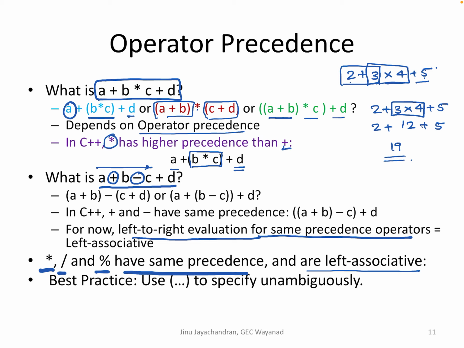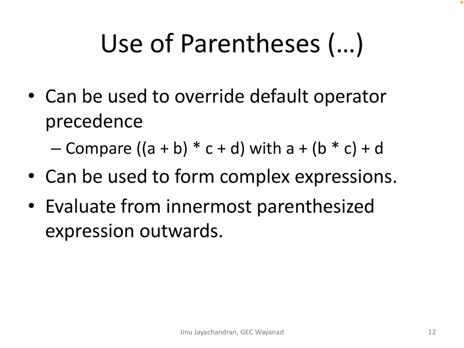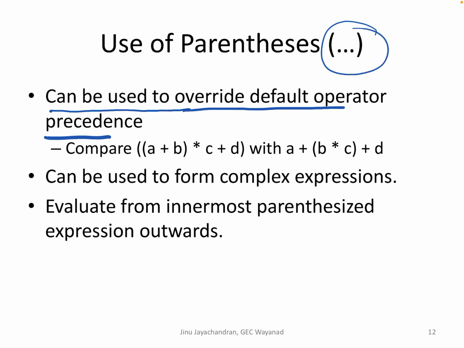So the best practice is always to put a bracket, because if you put a bracket, it will be evaluated first and then the rest will be evaluated. We will see an example. It can be used to override the default operator precedence. This is the parenthesis. For example, 2 plus 3 into 4 plus 5 is actually 2 plus 12 plus 5, which is 19. If I want to change the precedence, what I do is something like this: (2 plus 3) into 4 plus 5.